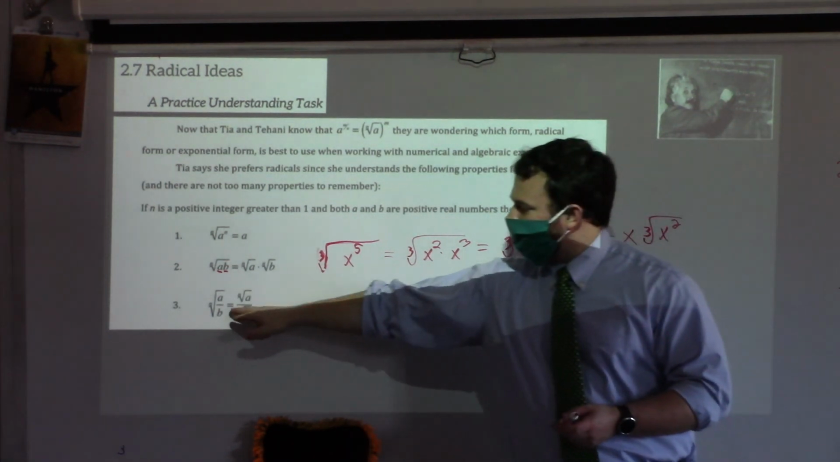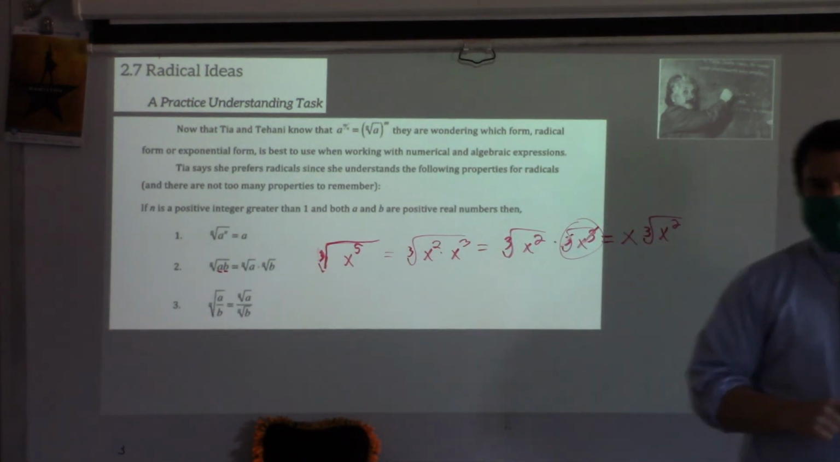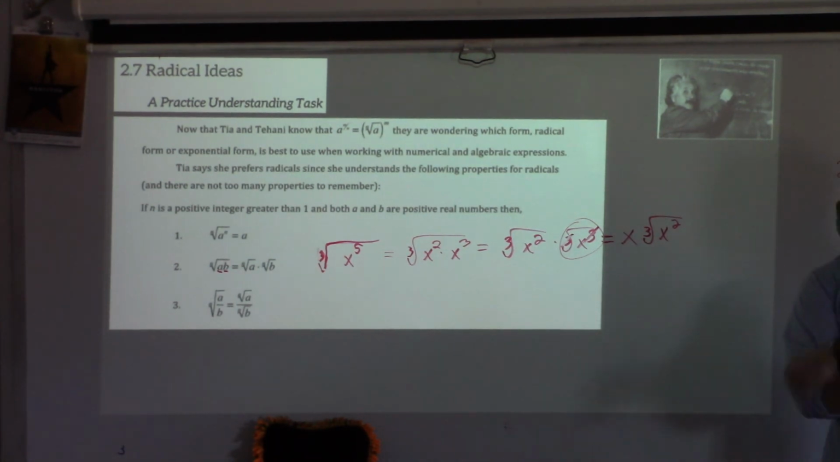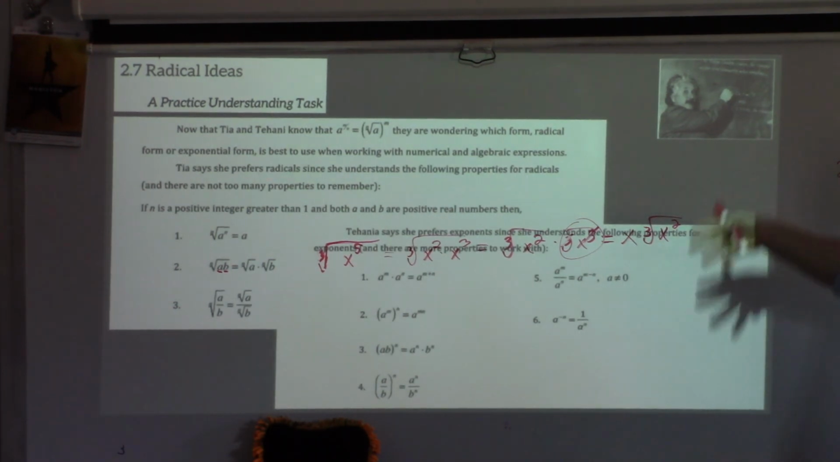In the same way, when it's the nth root and they're being divided, you can split it up into two divisions. Notice how many rules there are when you're dealing with a root? 3, right? So Tia says she prefers this method. There's only 3 rules and she likes that. But Tehani says she prefers exponents because she understands the following properties for exponents. Now notice Tia kind of had to use some of these.